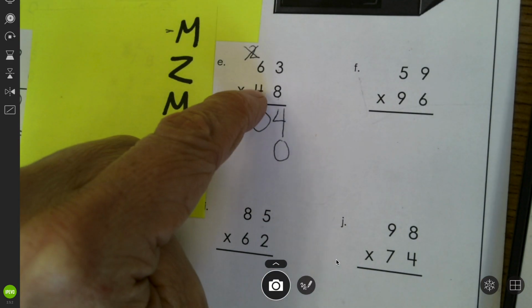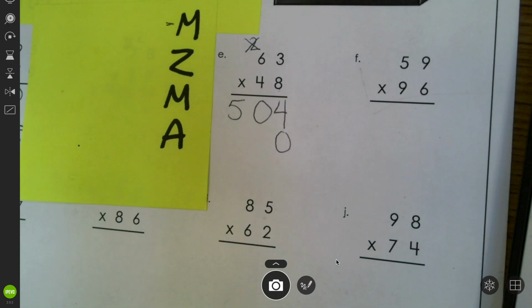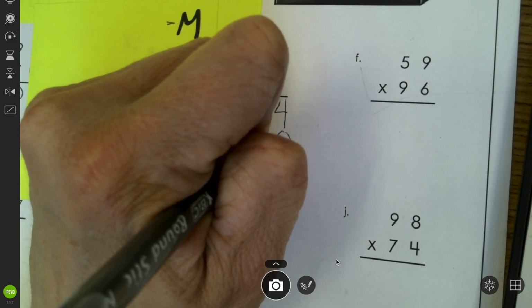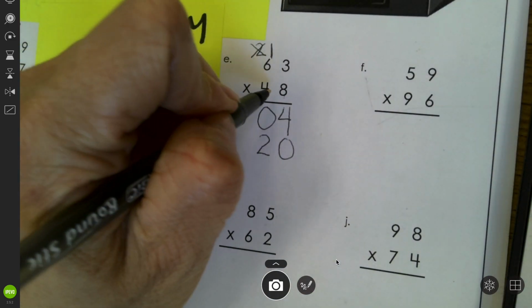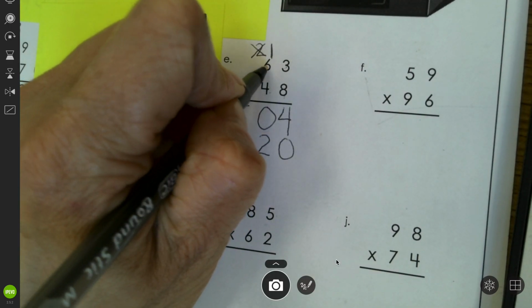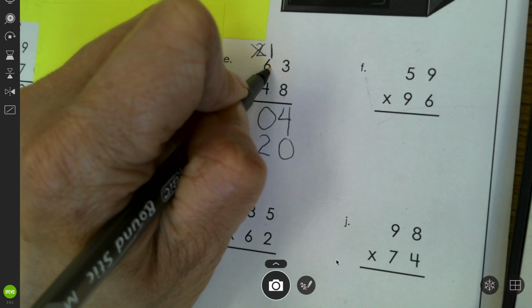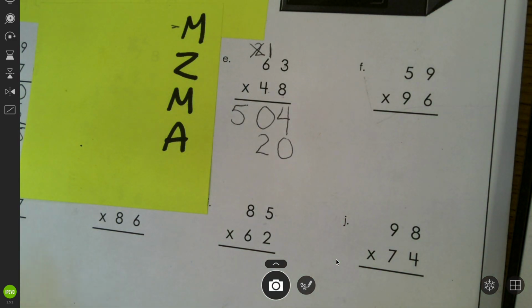So we're going to skip count 4 three times. 4, 8, 12. Stop. 12. The 2 down. Carry the 1. Next, so I multiplied by the ones place. Now I need to multiply the tens place. 4 times 6, and then I'm going to add 1 after I skip count.